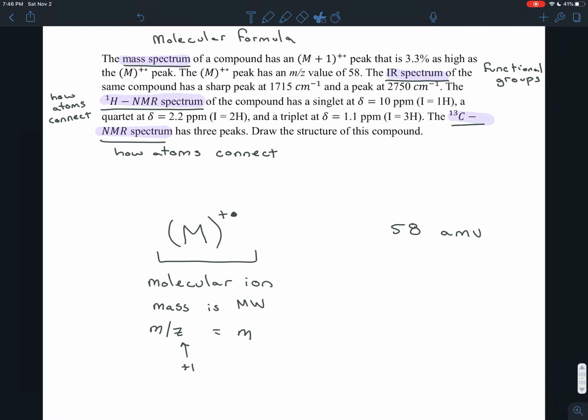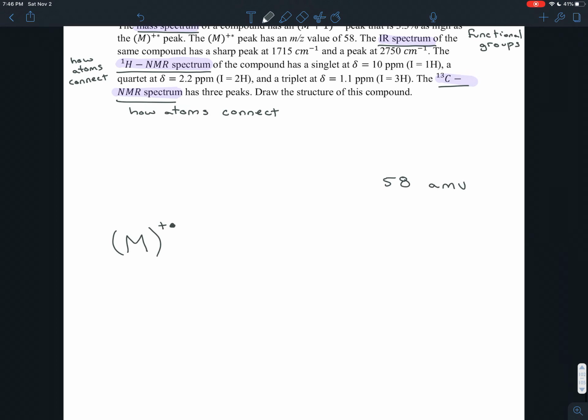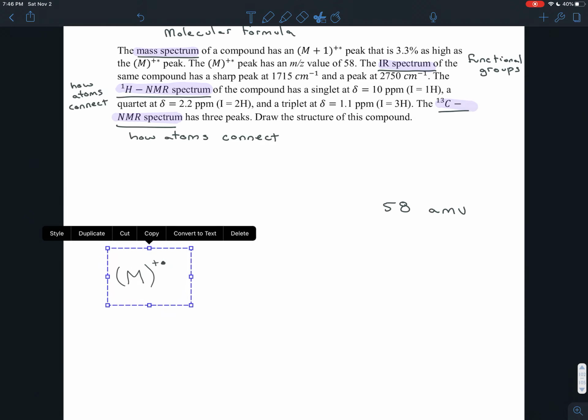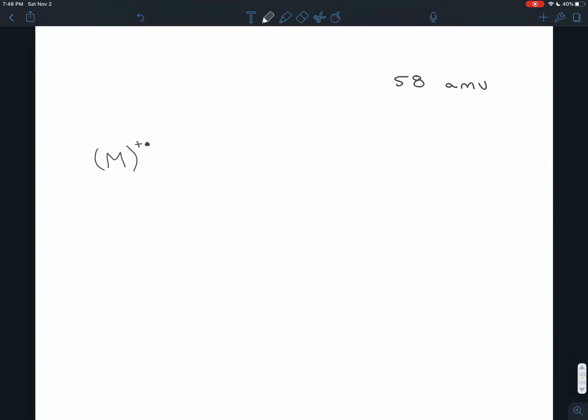The second piece of information that we get from the mass spectrum that we use to find the molecular formula is a comparison of the molecular ion peak and what's called the M+1 peak. So remember, the molecular ion peak, that's the mass of the molecule. Except carbon does not always weigh the same thing. Every carbon has to have 6 protons, but different carbons can have different numbers of neutrons.